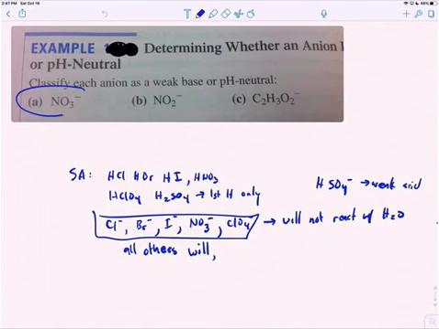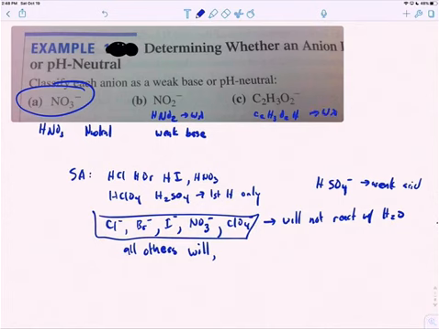So for A, this is from HNO3, which is a strong acid. Therefore, this is neutral. This does not react with water. For B, this is from HNO2, which is a weak acid, which means this is a weak base. And this one here is acetate. This would be C2H3O2H, which is acetic acid. This is a weak acid, so this is actually a weak base.